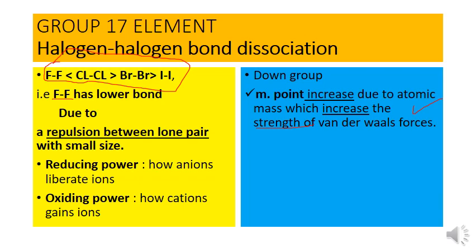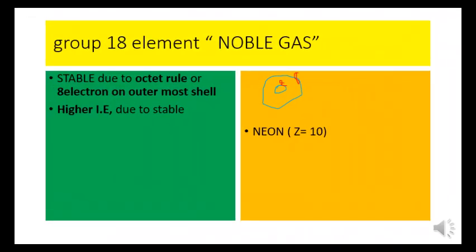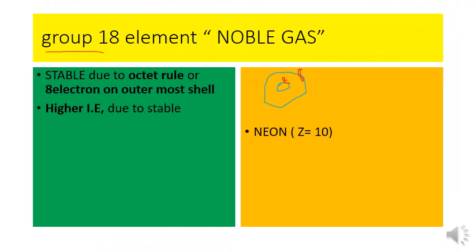Let us continue with the last group, called the noble gases. Why do noble gases not take part in reactions? Because they are stable, with 8 electrons in the outer shell. They also have high ionization energy due to stability. Those are some key points you have to learn in this group, and some anomalous properties. For more information, go to the book and read. Thank you for your kind attention.